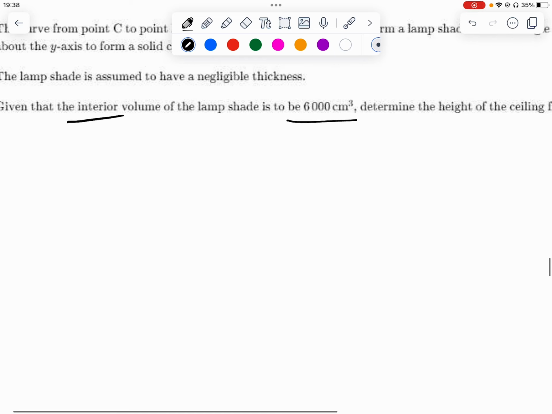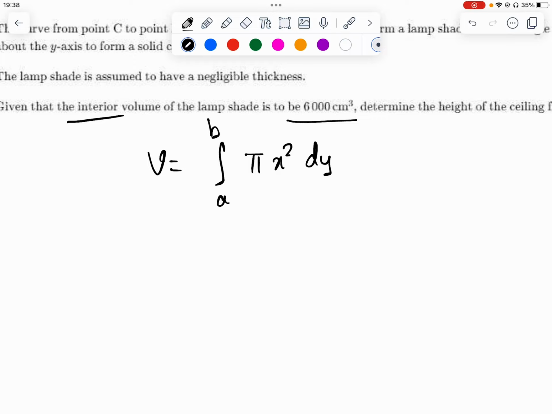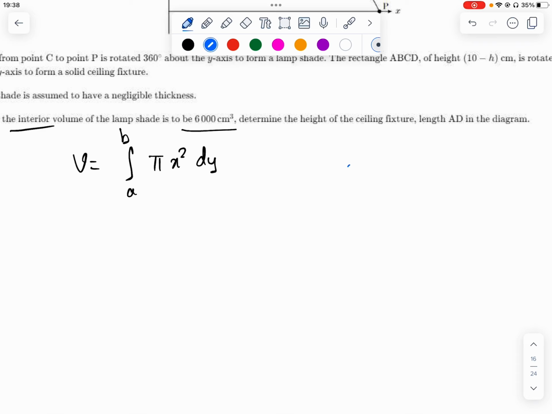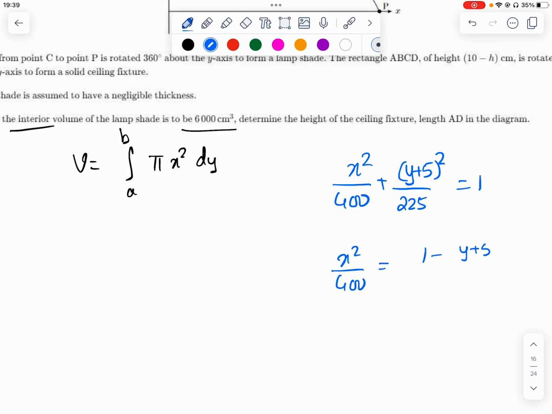So we can do volume equals integral from a to b of pi x square dy. This will be the easiest way. So now I have to make x square the subject. So x square upon 400 plus (y plus 5) whole square upon 225 equals 1. So x square upon 400 equals 1 minus (y plus 5) whole square upon 225. So x square equals 400 times (1 minus (y plus 5) whole square upon 225).